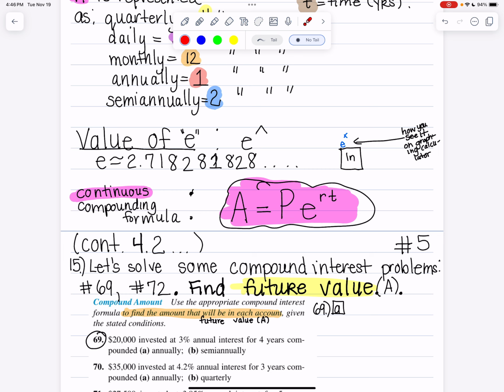Now you all, let's do some. Look what my direction says. Let's solve some compound interest problems, right? We're looking at 69, we're looking at 72. And in these problems, we're finding future value. But if you look at the direction right here, it says use the appropriate compound interest formula to find the amount that will be in the account given the stated conditions, okay? So what will be the amount? So we're looking for future value here, or future amount here.